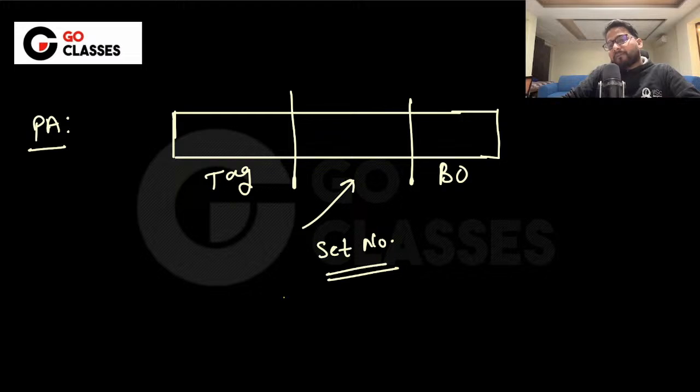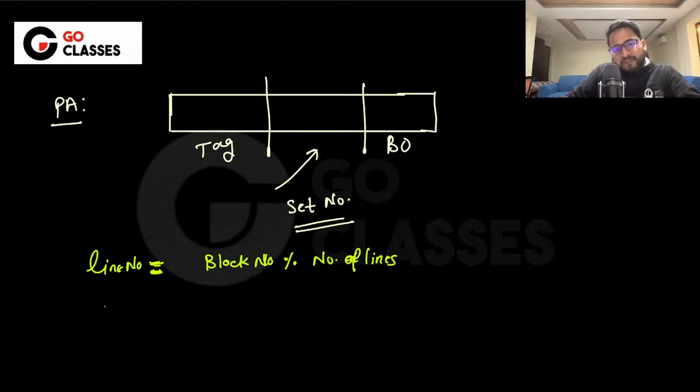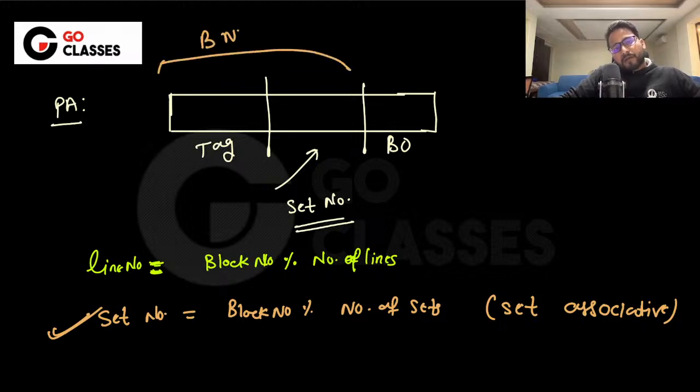So how to determine the set number? It is the same as the line number. Do you remember how to determine the line number? It is basically the block number mod the number of lines, right? In exactly the same way, I will determine the set number. The set number is equal to the block number mod the number of sets. This is called set associative. I determine in which set the block will go based on the block number, in exactly the same way. Set number will be block number mod number of sets. Is this little bit okay to everyone? This whole thing is a block number, and now I will be taking the mod. Mod means taking the remainder part.